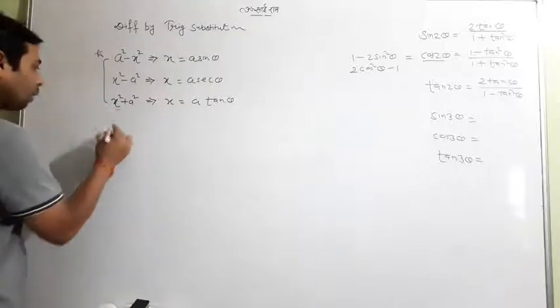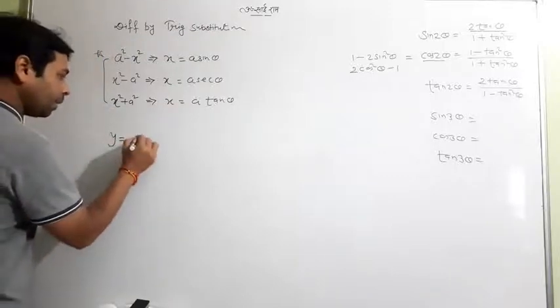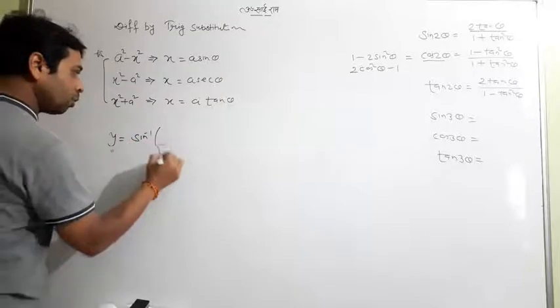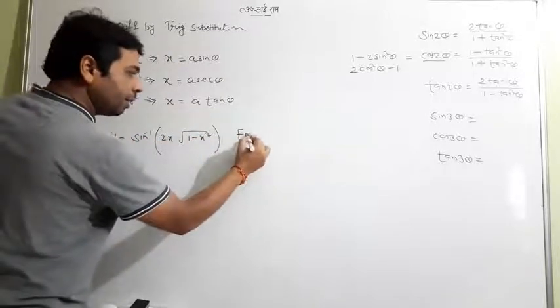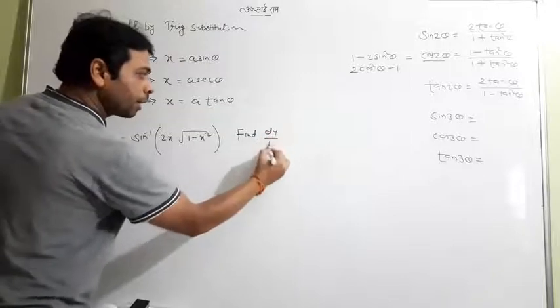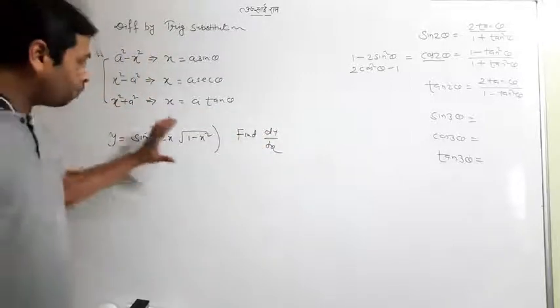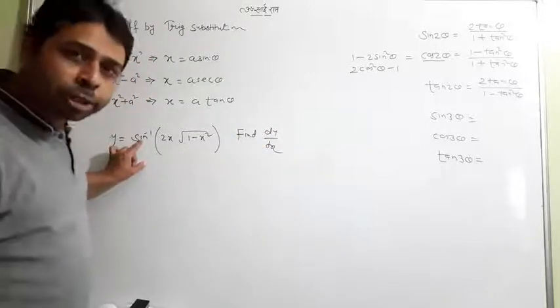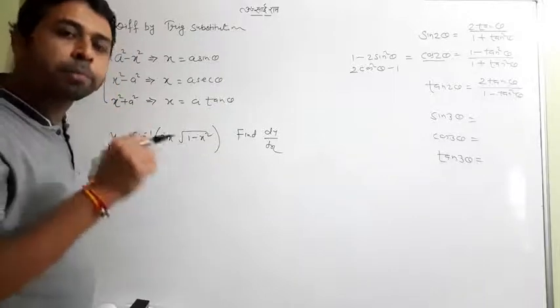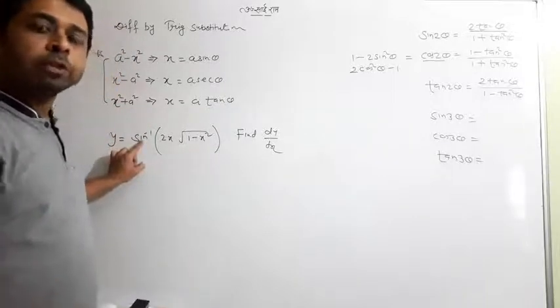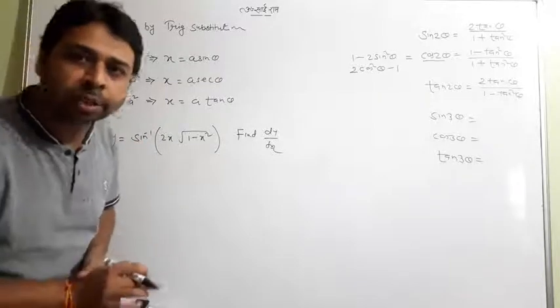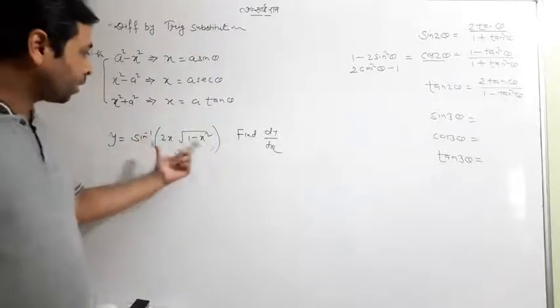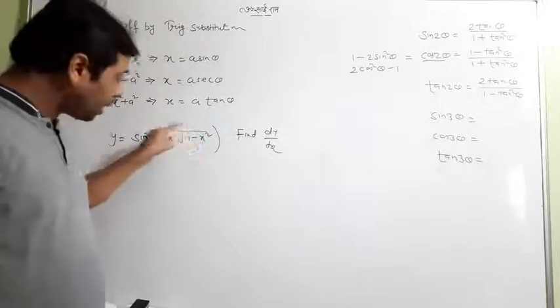Suppose I am writing y equals sine inverse of 2x times the square root of 1 minus x square, and I ask you to find dy by dx. So look at the question properly. It is an inverse trigonometric question, and remember my word: whenever an inverse trigonometric question comes, you have to first follow the substitution method. And this is the question, and this is contained under the root sign.